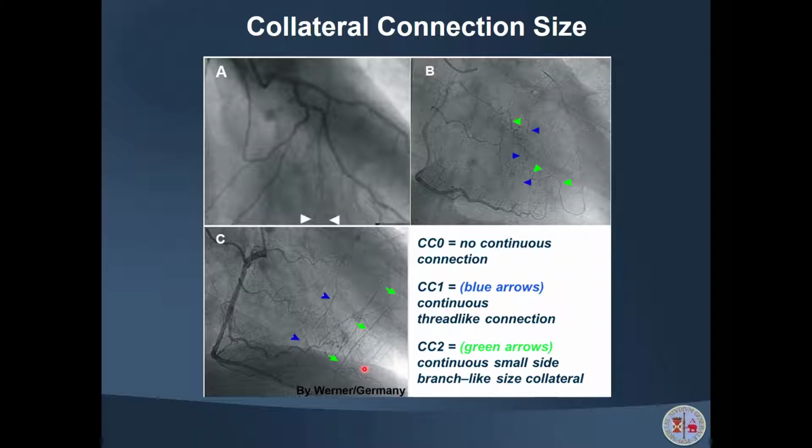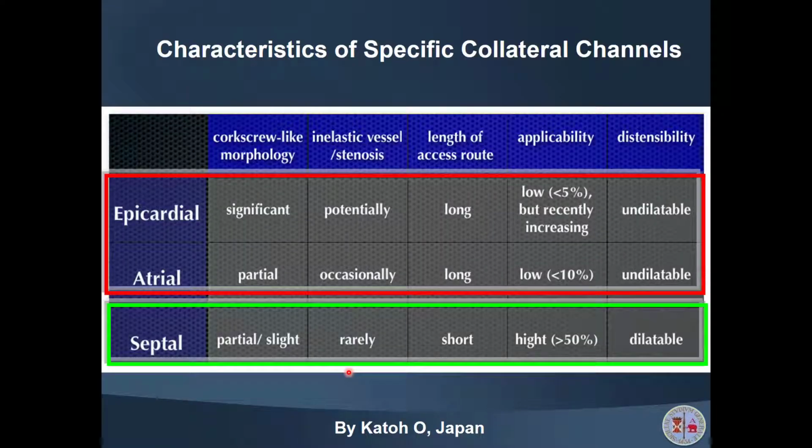Generally speaking, we can say that epicardial and atrial collaterals are potentially a little bit easier, but at the same time the corkscrew-like morphology, which is more frequent in epicardial, may be more complex to proceed with wires. And we also have to remember that these are not dilatable collaterals, while for the septals there is usually less corkscrew morphology, so probably a little bit easier, and they are also dilatable, which of course makes the procedure easier because of the passage of the microcatheters and so on.